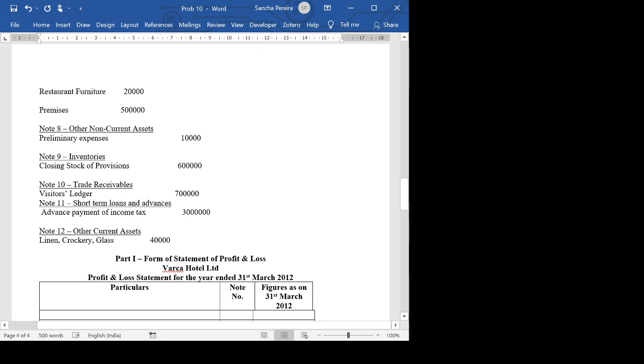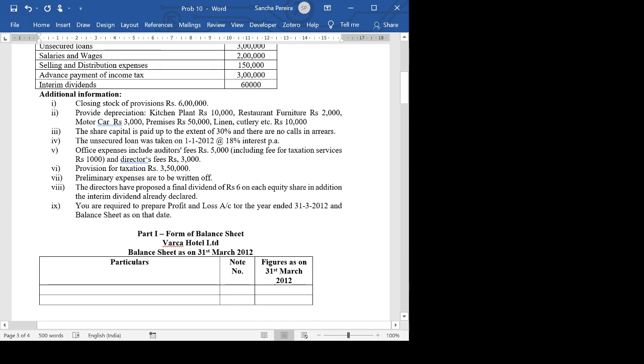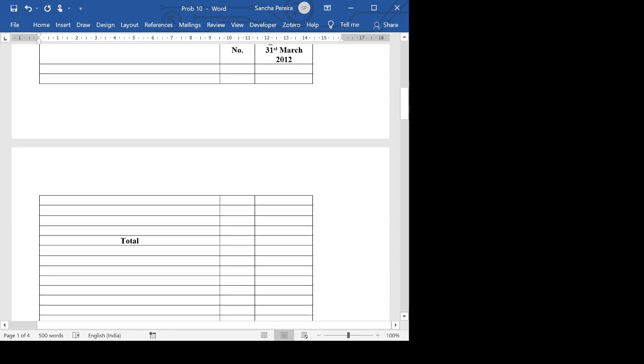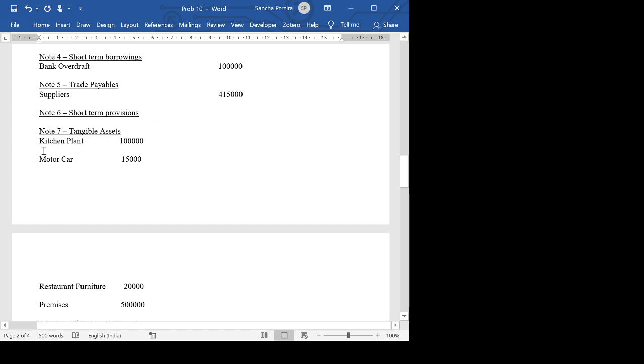So we'll go to the adjustments now. Try and finish off the adjustments. Closing stock is already taken. We took it in the cost of materials and I've also shown it under inventories. Depreciation, kitchen plant is 10,000, restaurant furniture 2,000. Let's put this accordingly. Less depreciation. Kitchen plant is 10,000. So this comes to 90,000.